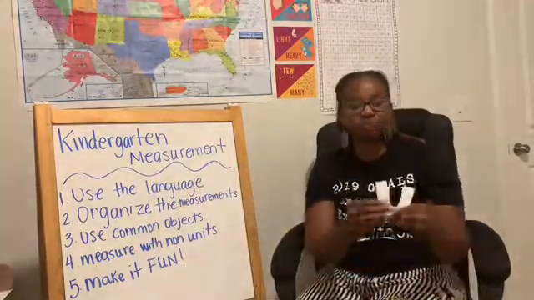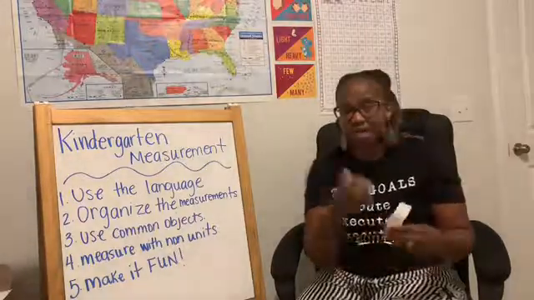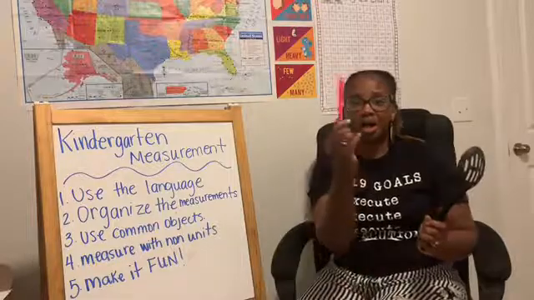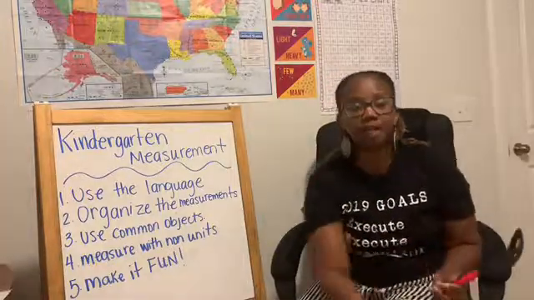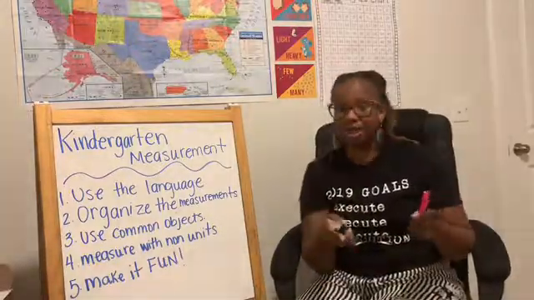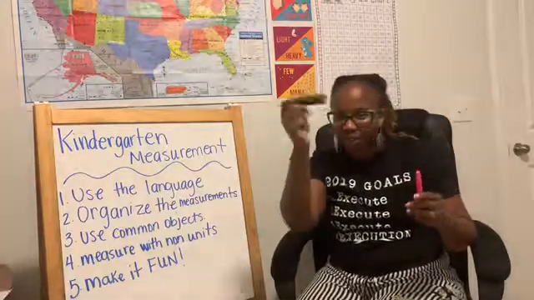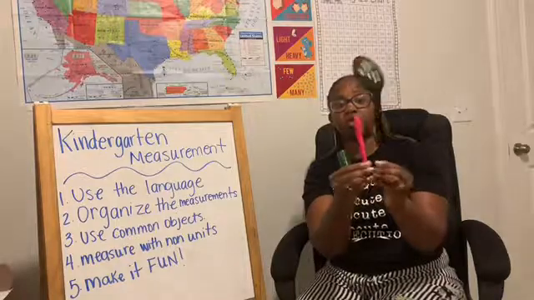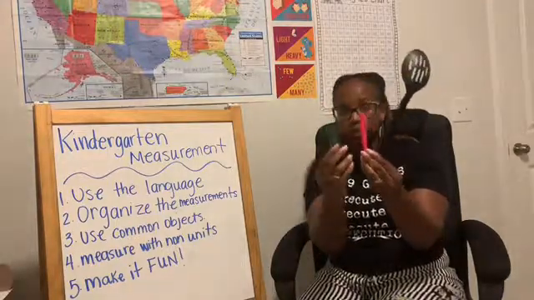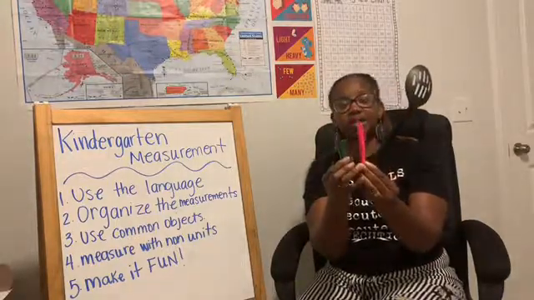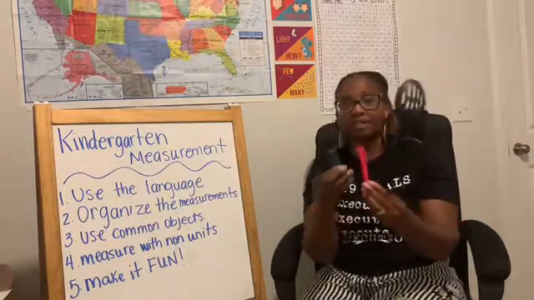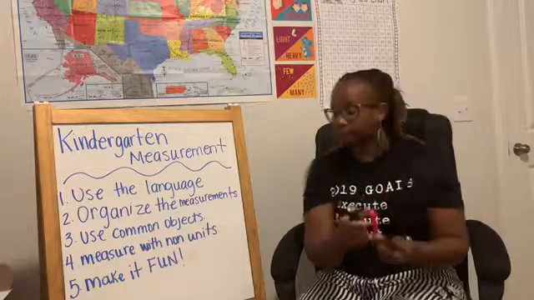And then you want to use common objects. Like these were ripped pieces of index cards that I made into strips. But I also have a spoon from my kitchen, a highlighter from my junk drawer. Don't judge, everybody has one. And a flashlight, right? An emergency flashlight. I could take these objects and we can talk about which one is the shortest. We could talk about which one is the longest, right? And we can actually organize these materials, okay?